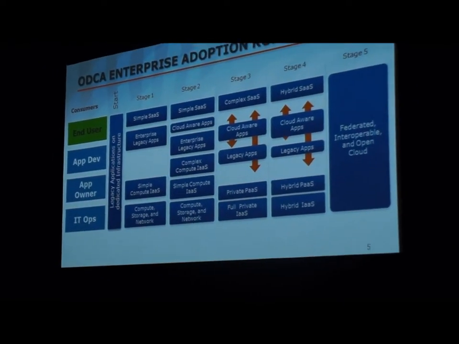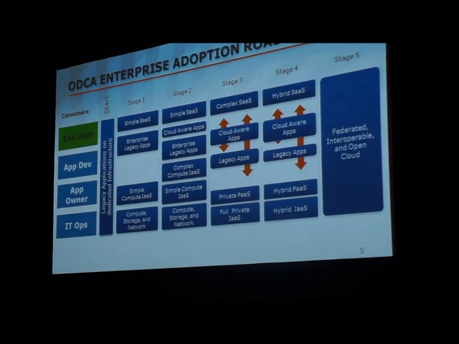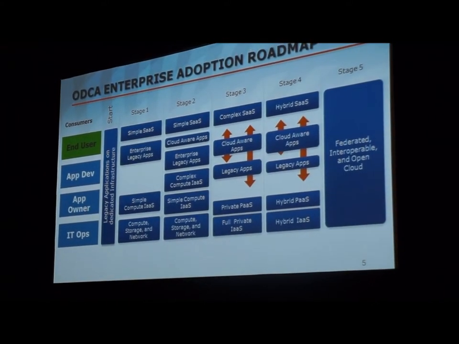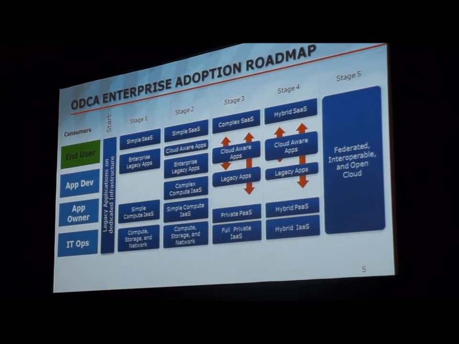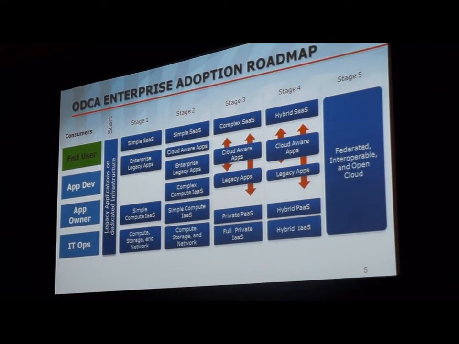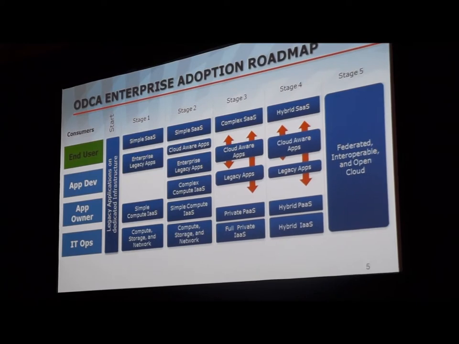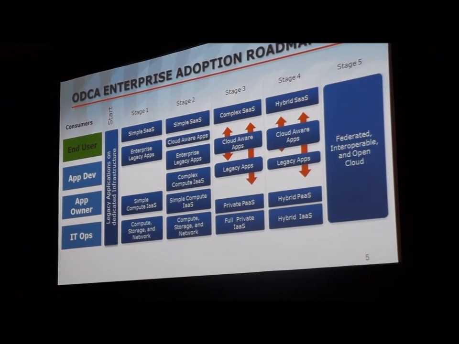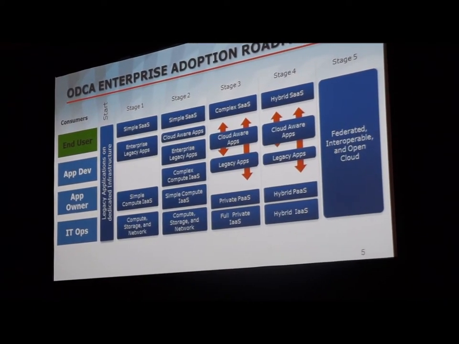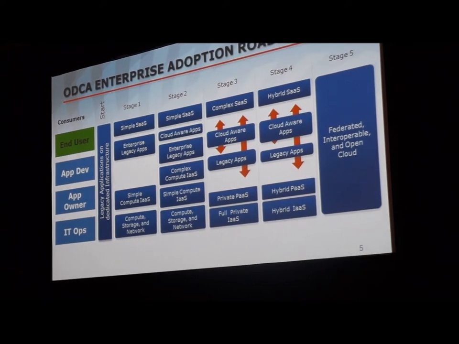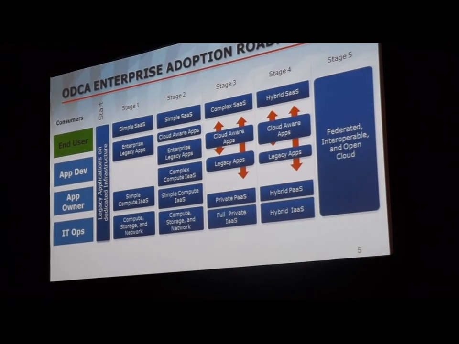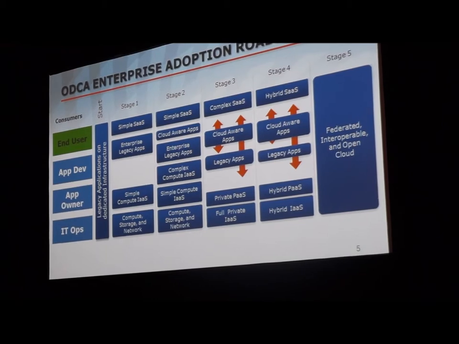But it does call out at the beginning, in stage one, you've got five levels of maturity for enterprise cloud adoption. And of course, the end user might be at the beginning using some simple SaaS, and it gets more complex and hybrid as it goes. IT operations is moving all the way to, at the very end, a fully federated, interoperable cloud.